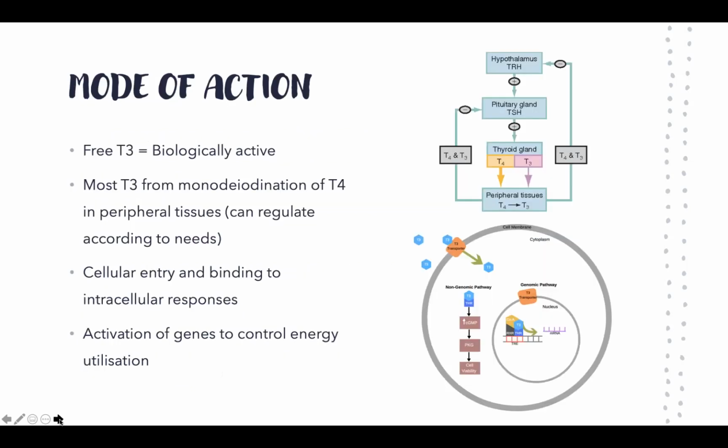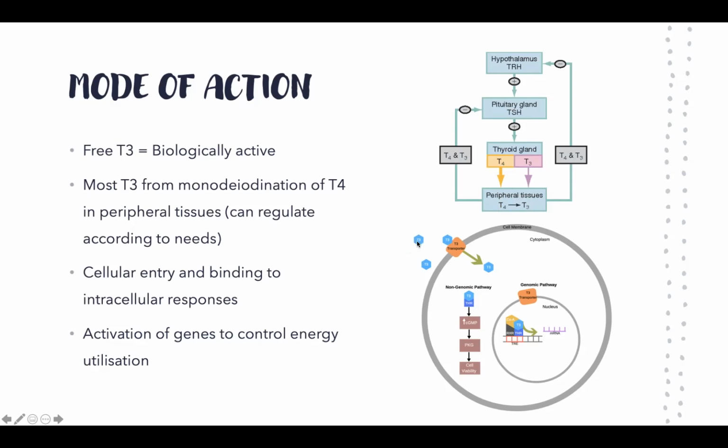All right, so in terms of the mode of action, free T3 is going to be our biologically active one, as we said before. And most of this is going to be T4 that's converted into T3. As you can see, the thyroid gland releases T4 and T3, and T4 can be converted into T3 in peripheral tissues. This process can be regulated by the tissue itself according to its needs. So if a tissue is more metabolically active and requires more activity, it can encourage this process and have greater T4 converted to T3, which can be used by the cells itself.